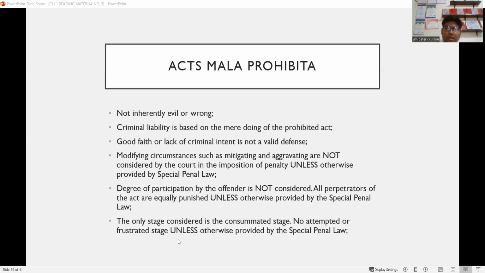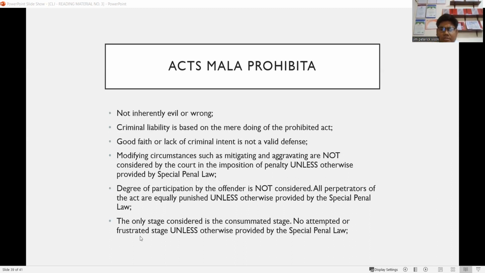And acts mala prohibita, not inherently evil or wrong. And criminal liability is based on the mere doing of the prohibited act. And in this case, good faith or lack of criminal intent is not a valid defense. So once you violate special penal laws, okay, or acts mala prohibita, you can no longer invoke good faith or lack of criminal intent. Okay? So that's very important to know.